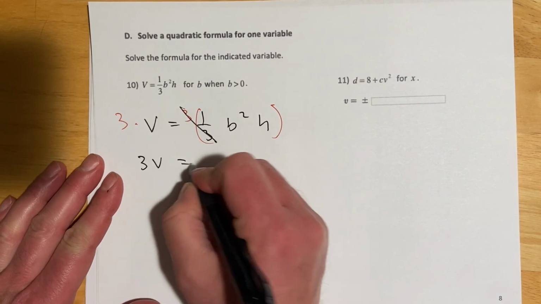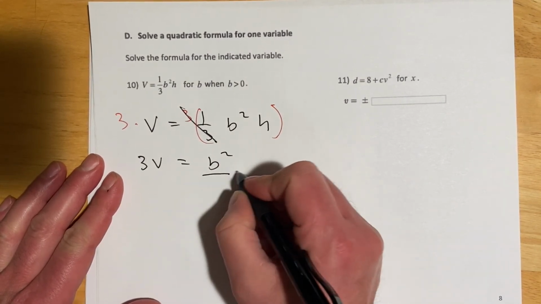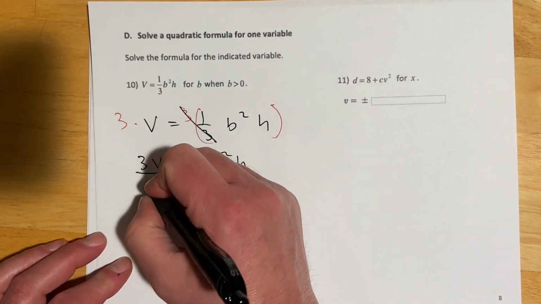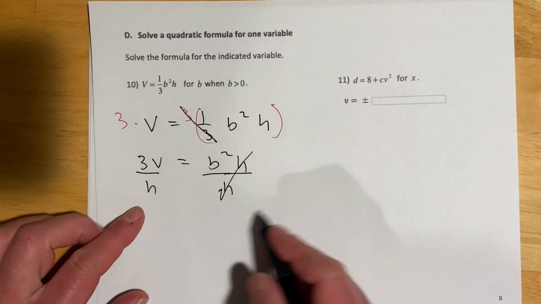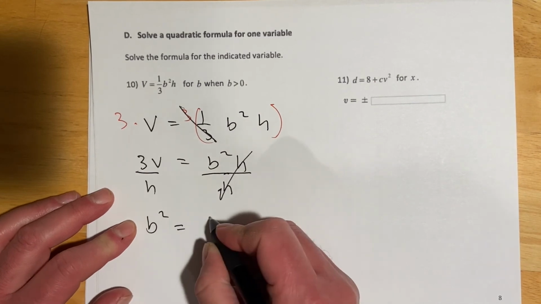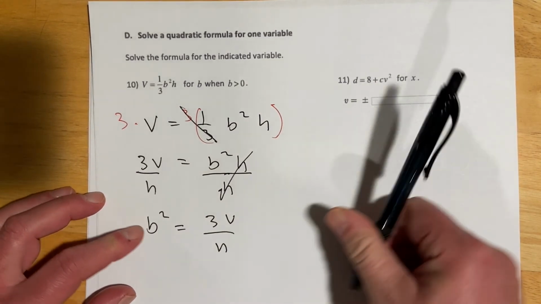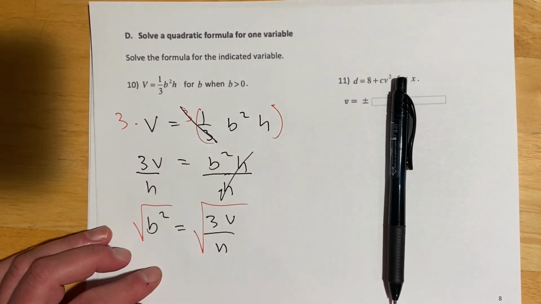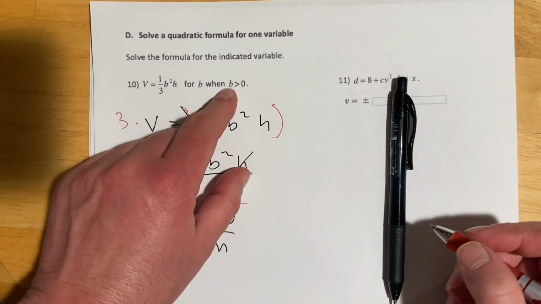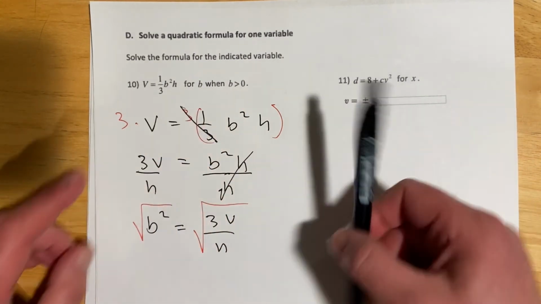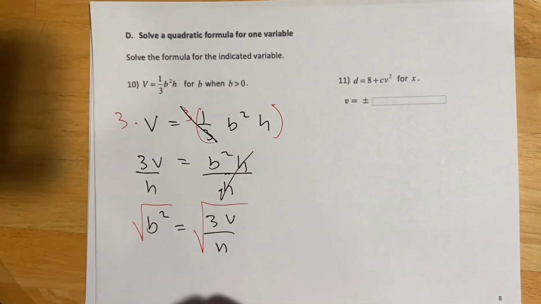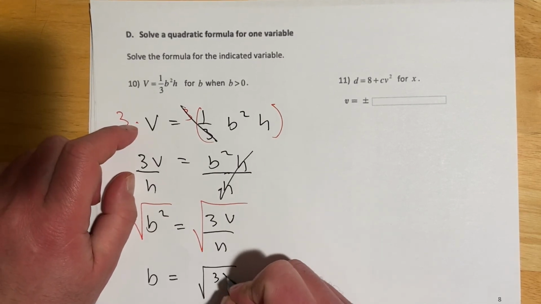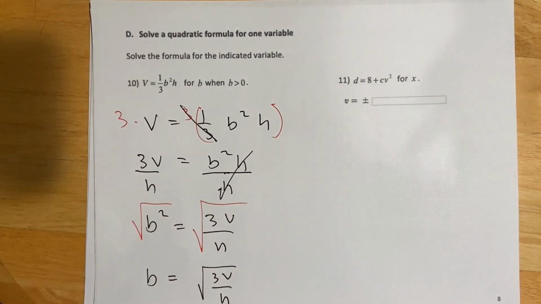And now I got 3v equals b squared h, as I was anticipating. So I'm going to divide the h on both sides. And I think I'll write it the other way just because it looks better. And now that I have that squared being isolated, I can root both sides. And this one happens to be for where b is greater than 0, so I don't have to worry about the plus minus on that. So b will equal the root of 3v over h.